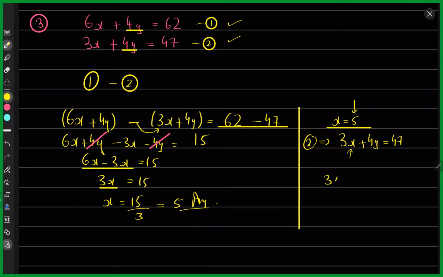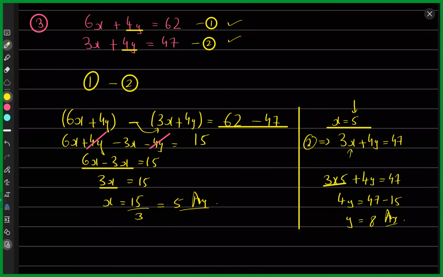This would give me 3 multiplied by 5 plus 4y equals 47, and this would give me 4y equals 47 minus 3 multiplied by 5, that was 15, and y is going to be 8. So this is going to be the final answer. Very well done, all of you. You guys were able to do it, okay?